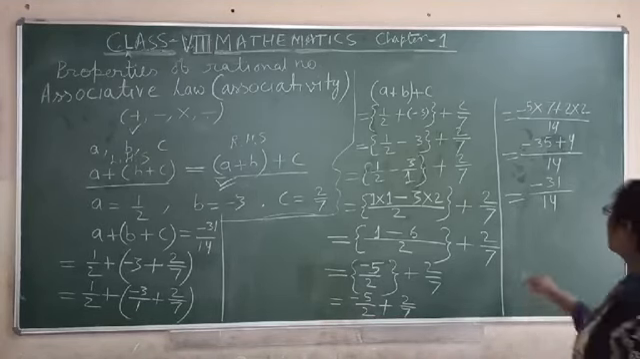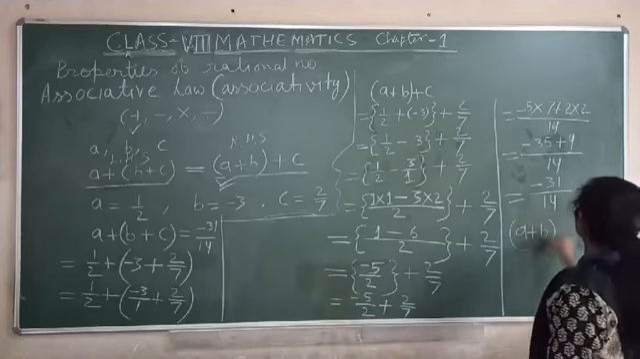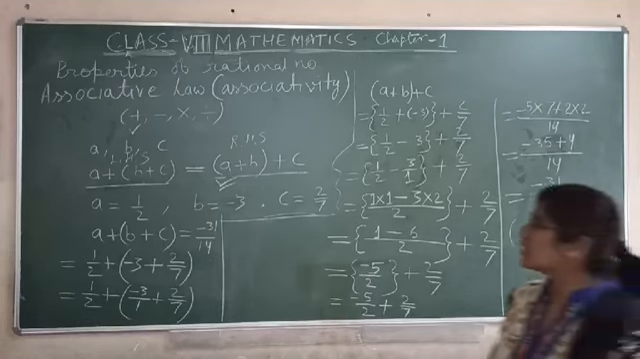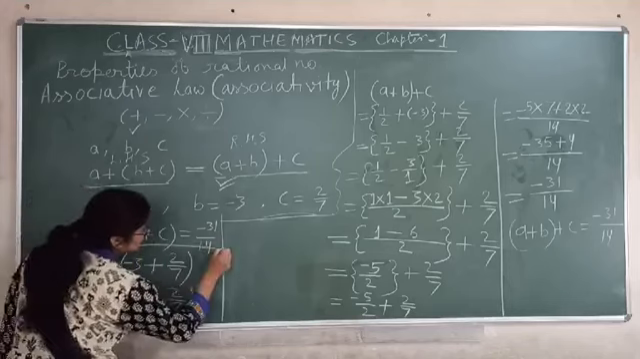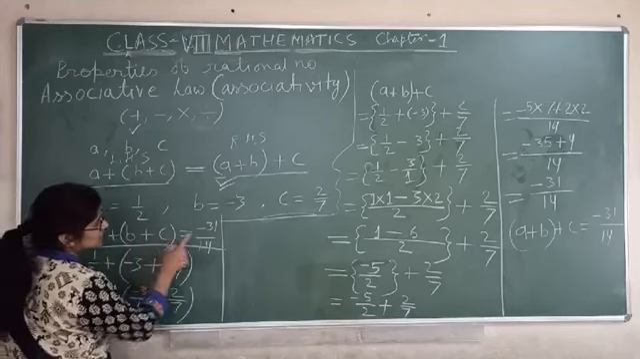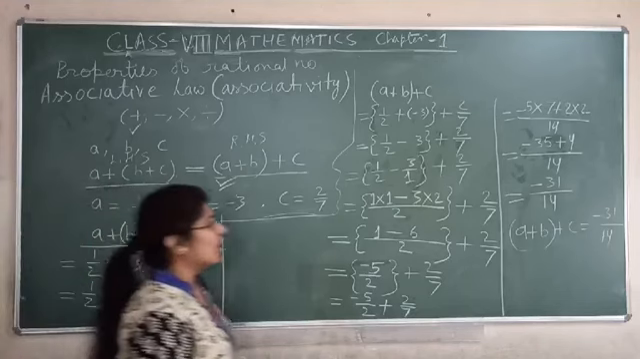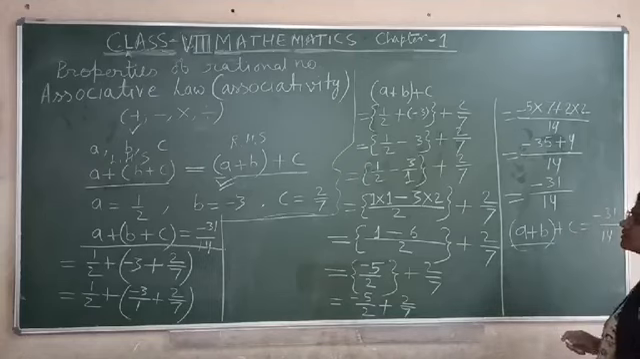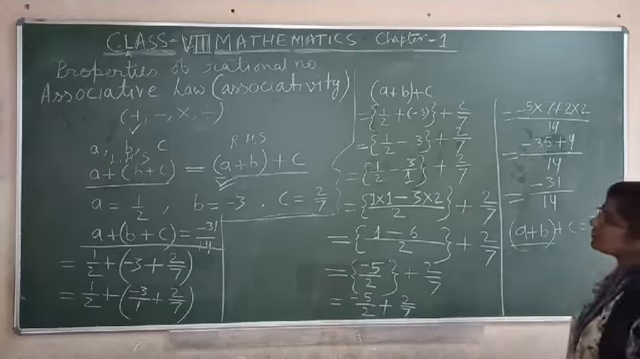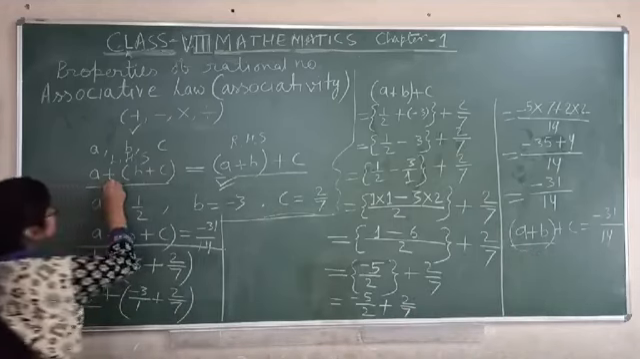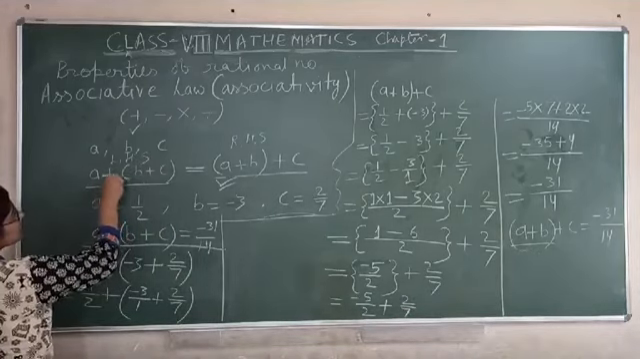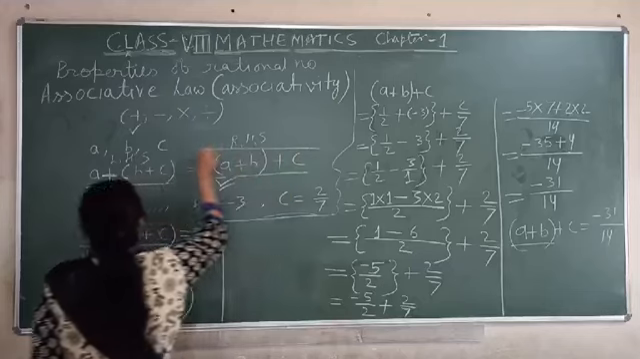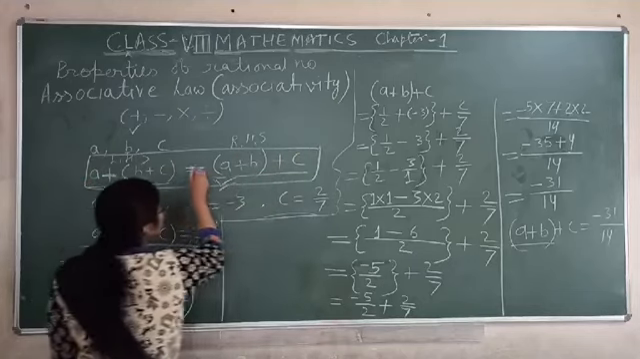This is for A plus B plus C equals to minus 31 upon 14. So you are looking, when we did A plus within bracket B plus C, you are getting minus 31 upon 14, and when we take A plus B together plus C, then also you are getting minus 31 upon 14. So we can write A plus within bracket B plus C equals to within bracket A plus B plus C. So both are coming equal.